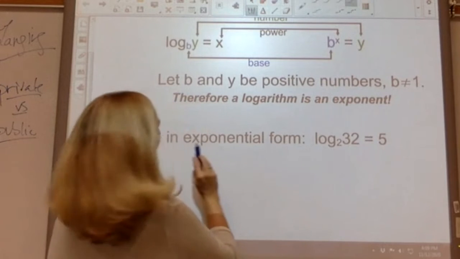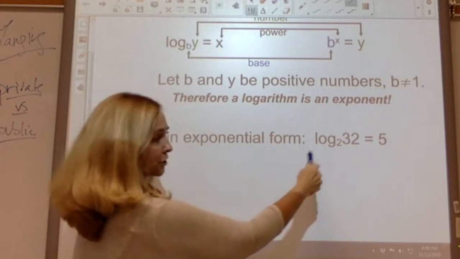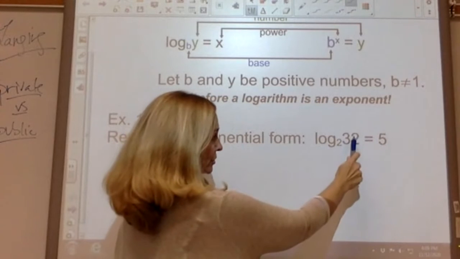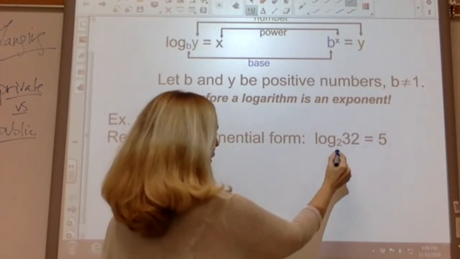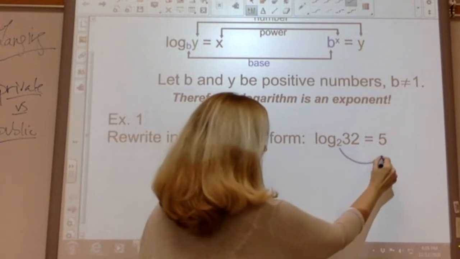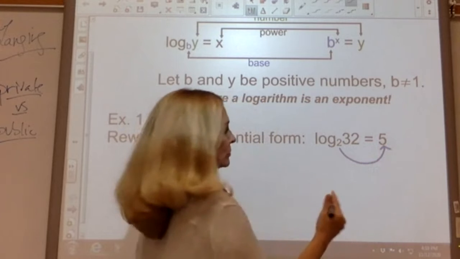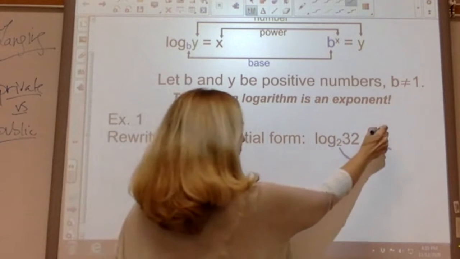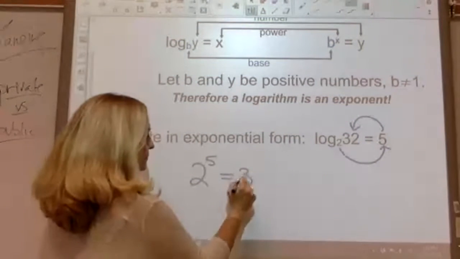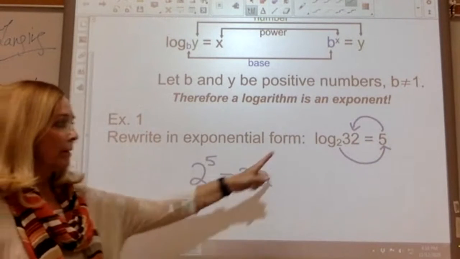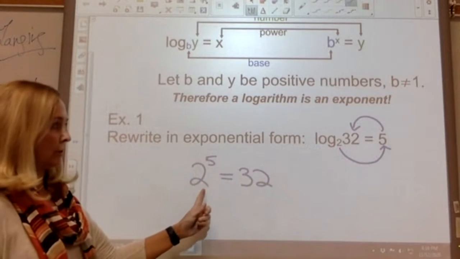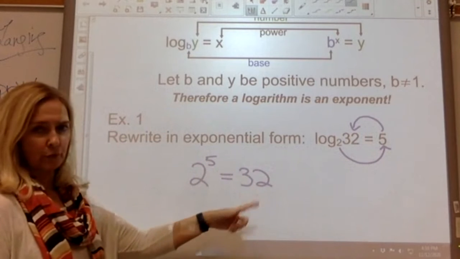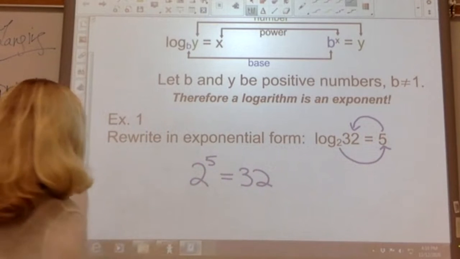Okay, so here they want us to rewrite this in exponential form, and they're giving us a logarithm. So this is log base 2 of 32, which equals 5. So our base is 2, and it's going to be raised to the power, which is what the logarithm equals. So that's going to be 2 raised to the 5th power, and that's going to equal the number 32. Okay, so we have our base, which is going to be the base of our exponent. The logarithm equals the exponent, so it's the base raised to the power equals the number 32, and 2 to the 5th is 32.